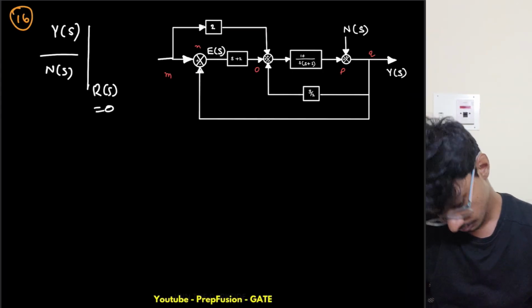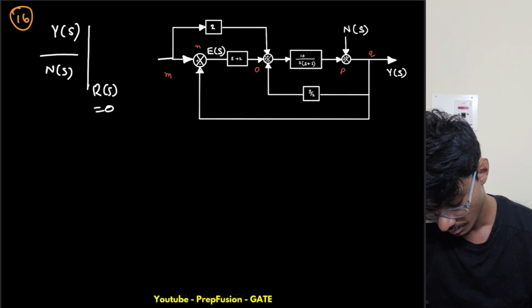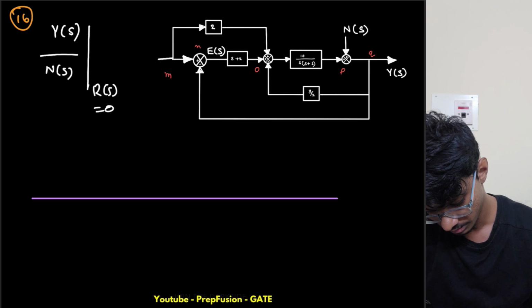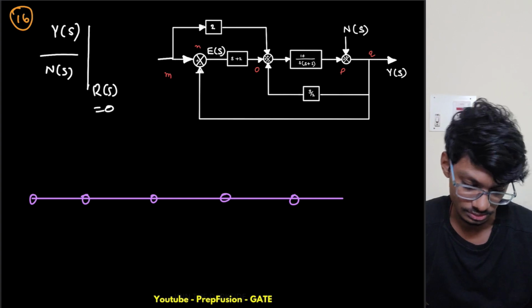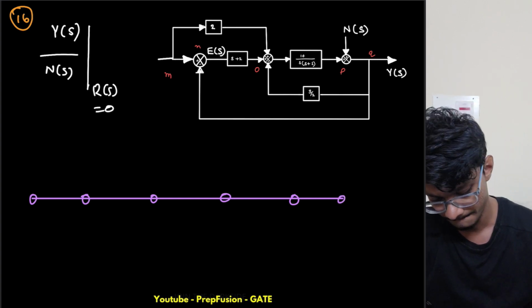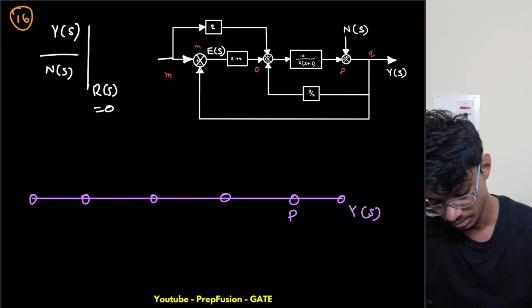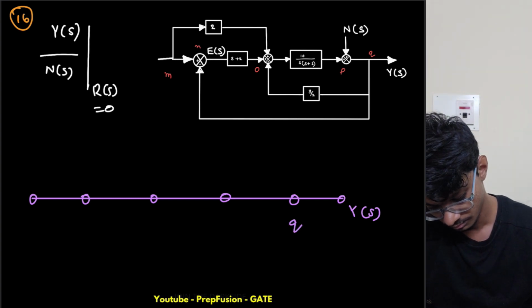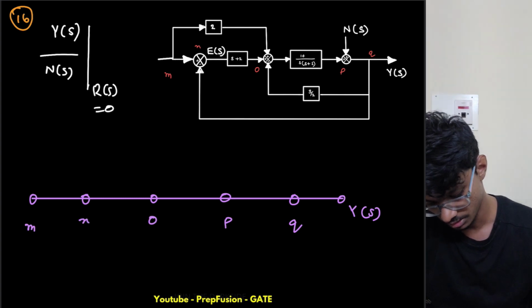Okay, so what I will do is, let me draw a straight line, right? Now this is M only, this is N, this is O, this is P, this is Q. Okay, and this is Y of S.